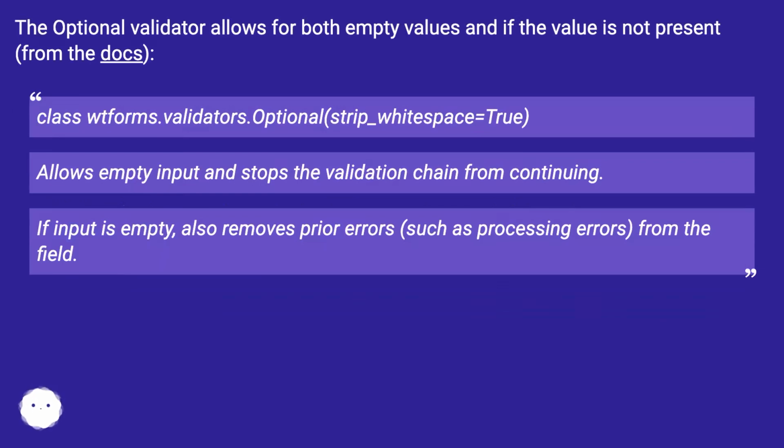Class wtforms.validators.Optional(strip_whitespace=True) allows empty input and stops the validation chain from continuing. If input is empty, also removes prior errors, such as processing errors, from the field.